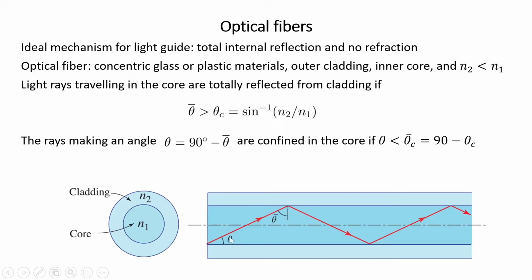So it is clear that if theta is smaller, theta bar is greater. So the condition for confining the light in the fiber is that theta is less than theta c bar, which is 90 degrees minus theta c.